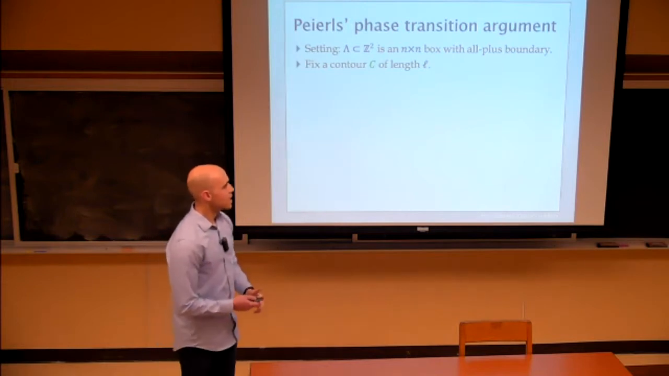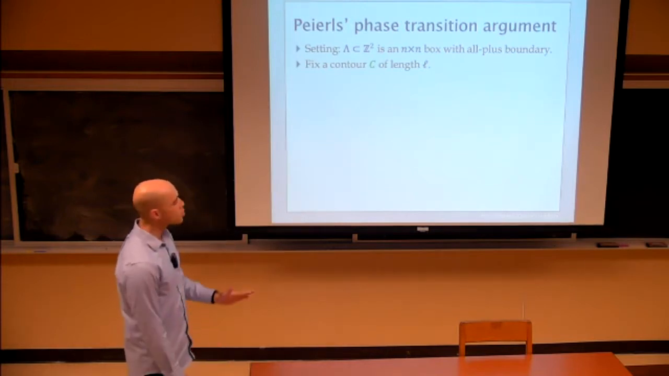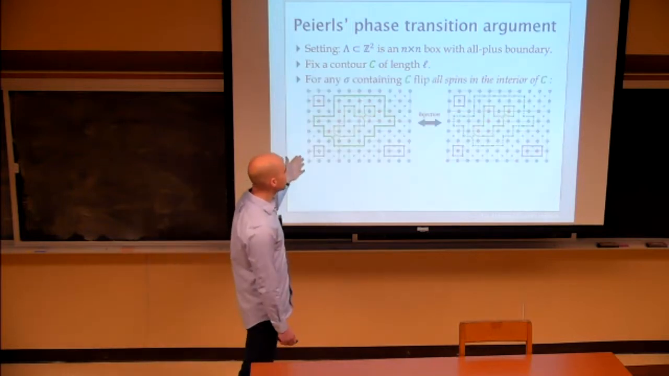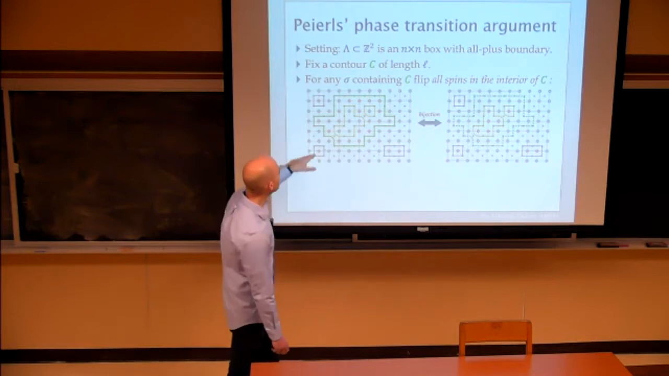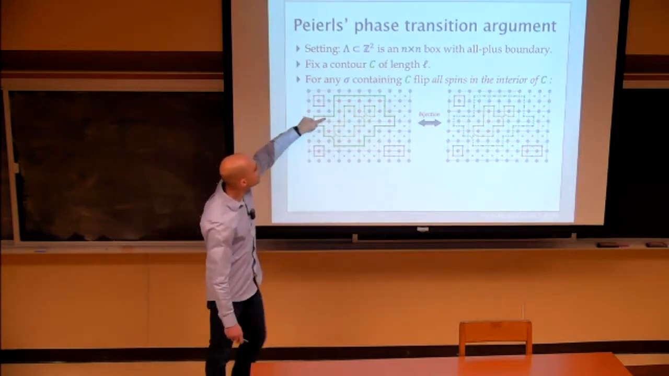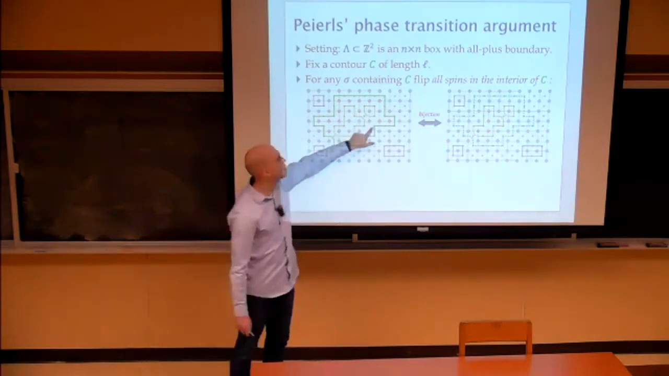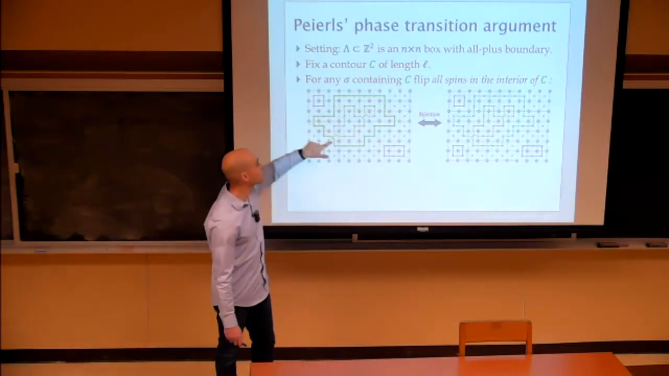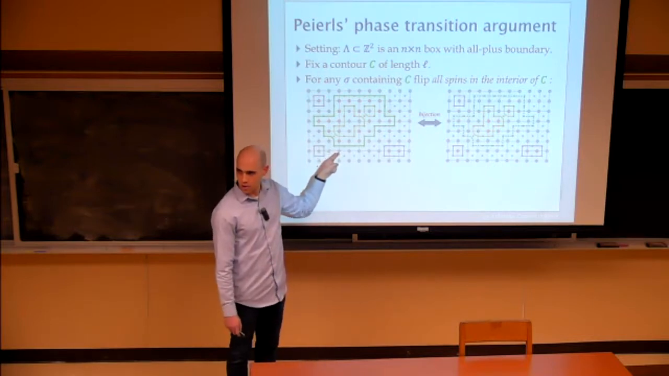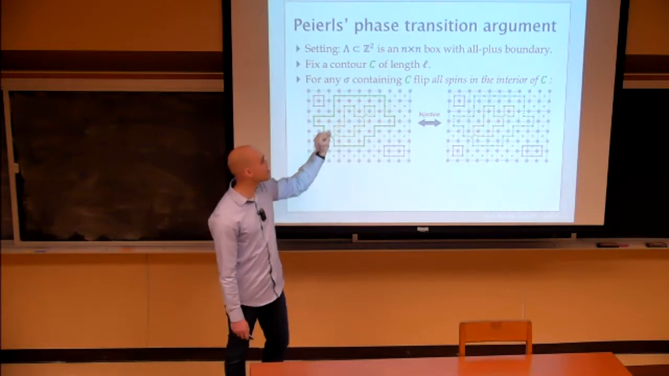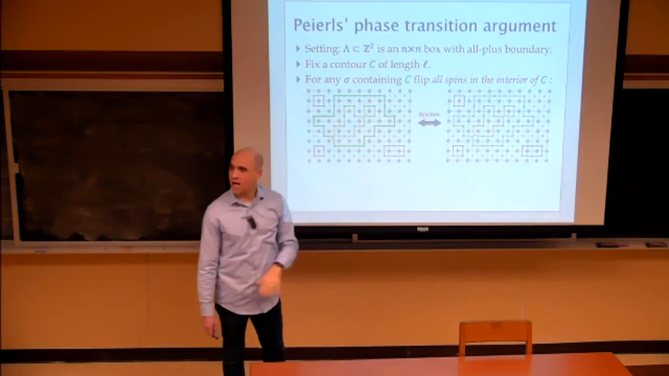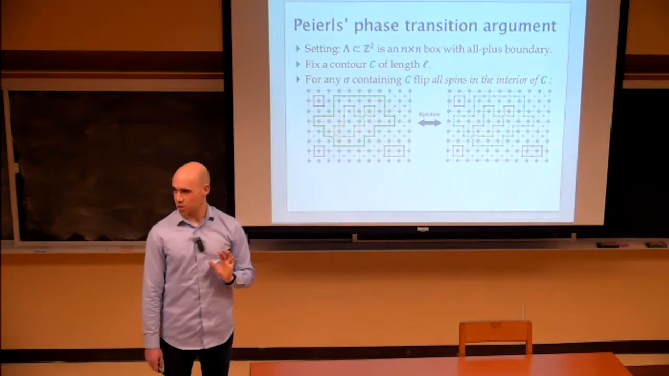So what is the argument? Let's look at this n by n box with an all plus boundary condition, just like we did. The argument rests on a bijection. I'm going to look at a green contour. Remember that a contour is this island of reds that is surrounded by my sea of blue. Fix this green contour. The bijection is specialized to this contour. So for every fixed contour that is this kind of loop, I'm going to tailor a dedicated bijection.